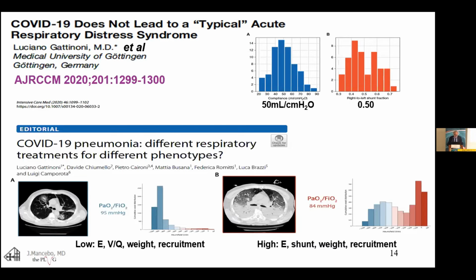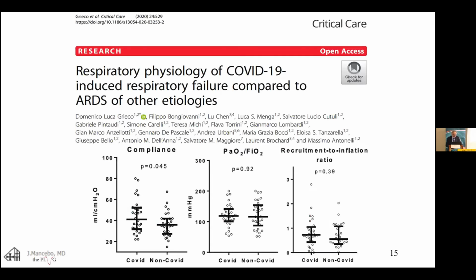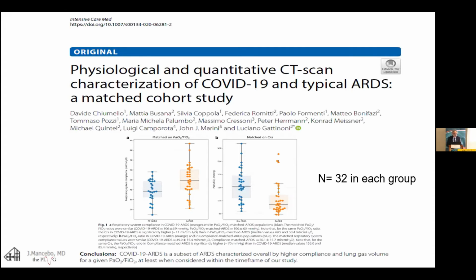Okay, then when you go to data collected by others, these differences are not that clear-cut. It looks like compliance in this study in patients with COVID is slightly higher than compliance in patients with traditional ARDS. Nevertheless, the alterations in gas exchange and the ability to recruit the lungs were almost identical for these two conditions.